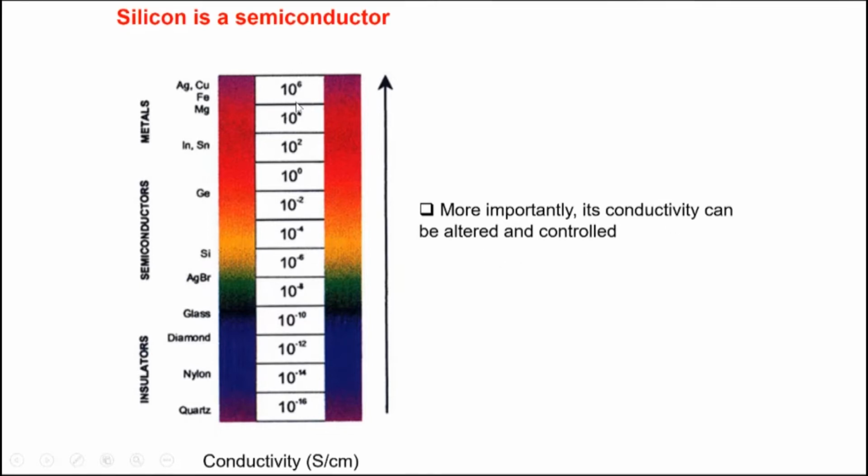See, if you take a metal, if you take copper or silver, the conductivity is 10 to the power 6, you can't do too much to the conductivity. It's already too high. Maybe a little bit you can alter it, but there's not too much control over it. Similarly, if you go to an insulator, the conductivity is very, very low. It hardly passes any current, so you can't do much with that also. You can't do any interesting things here. But with a semiconductor, its conductivity can be altered and controlled. And this is what allows us to control current. The foundation of electronics is that it allows us to control electricity.